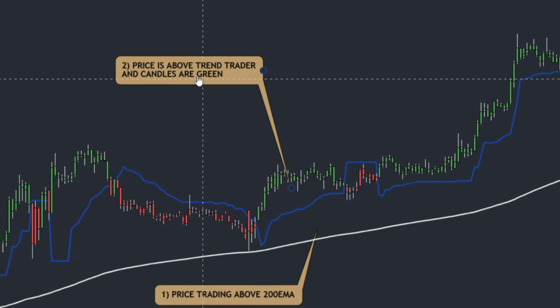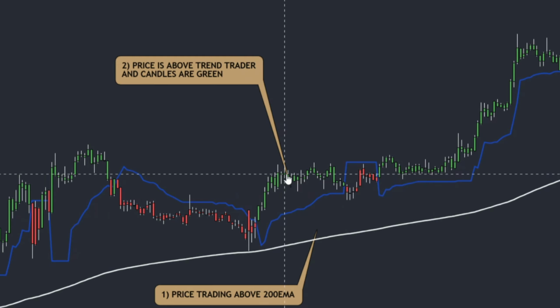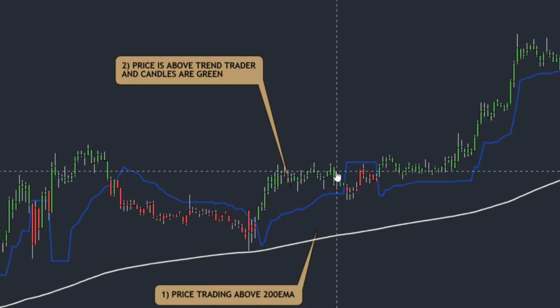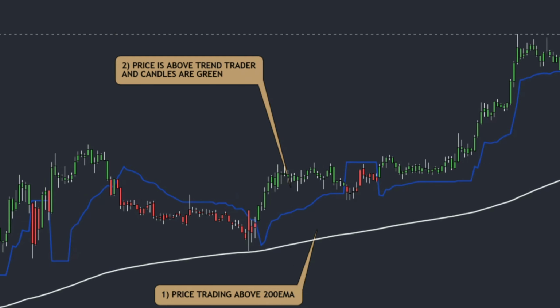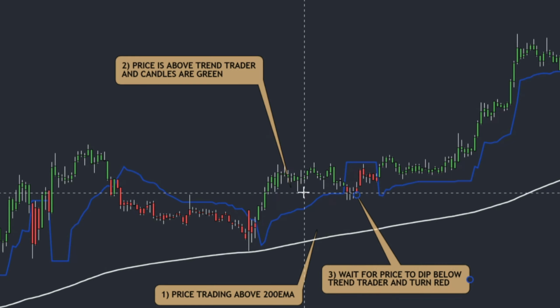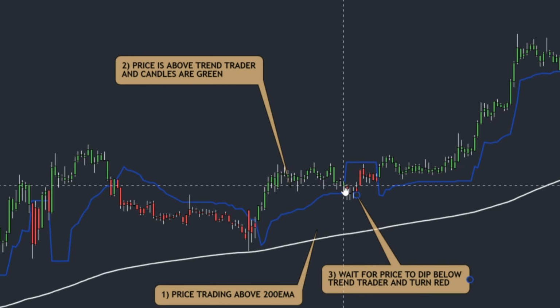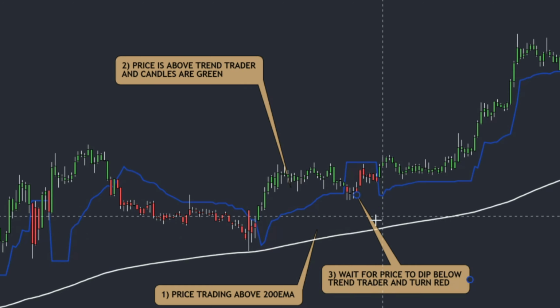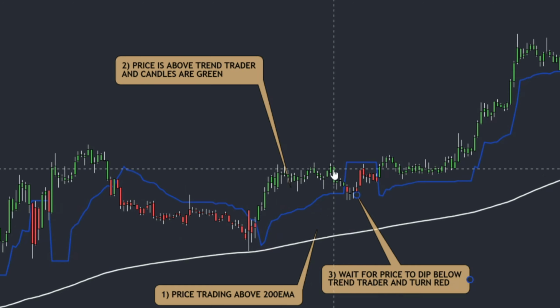Step two, we need to see price above the Trend Trader and the candles green. We notice right here, we're above the 200 EMA, we have crossed above the Trend Trader and the candles are green at this moment in time. So far we're looking good. Step three, we need price to dip below the Trend Trader and the candles to turn red, but stay above the 200 EMA. So it's pretty much a retracement.